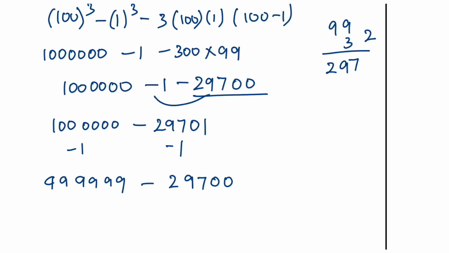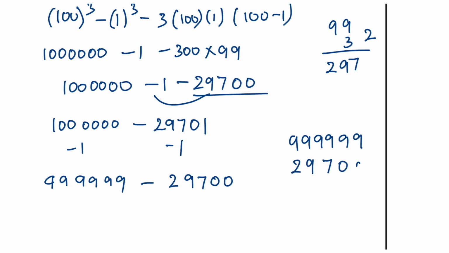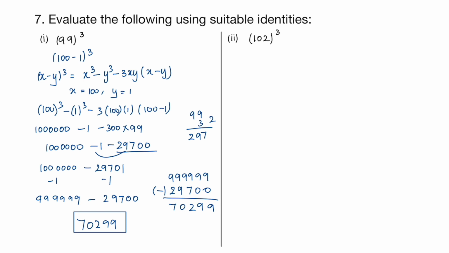Now what we have done is we have just subtracted 1 from both these numbers. So the difference, which is the answer, would be the same, but we have made the subtraction a lot easier because you don't have to borrow anything. So you can easily subtract it. 9 minus 0 is 9, 9 minus 0 is 9, 9 minus 7 is 2, 9 minus 9 is 0, 9 minus 2 is 7. So 970299 is the answer. That is how you solve this.